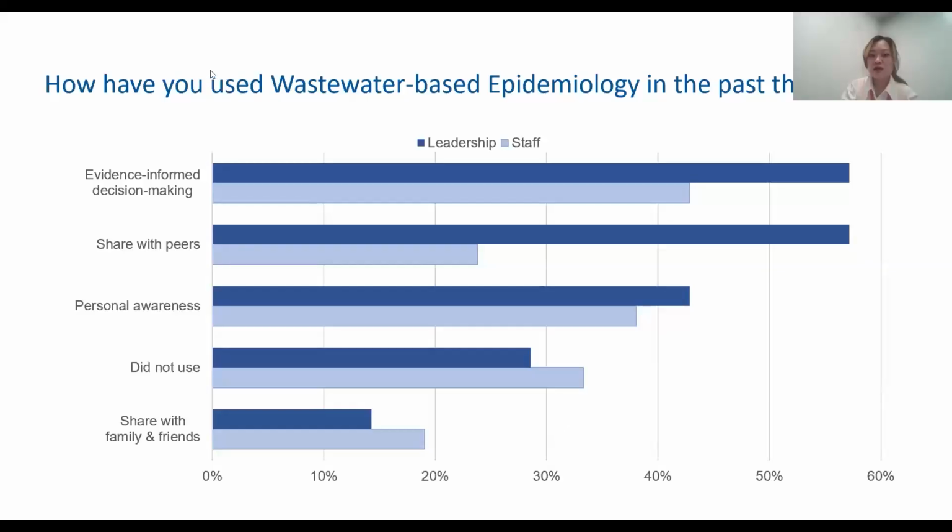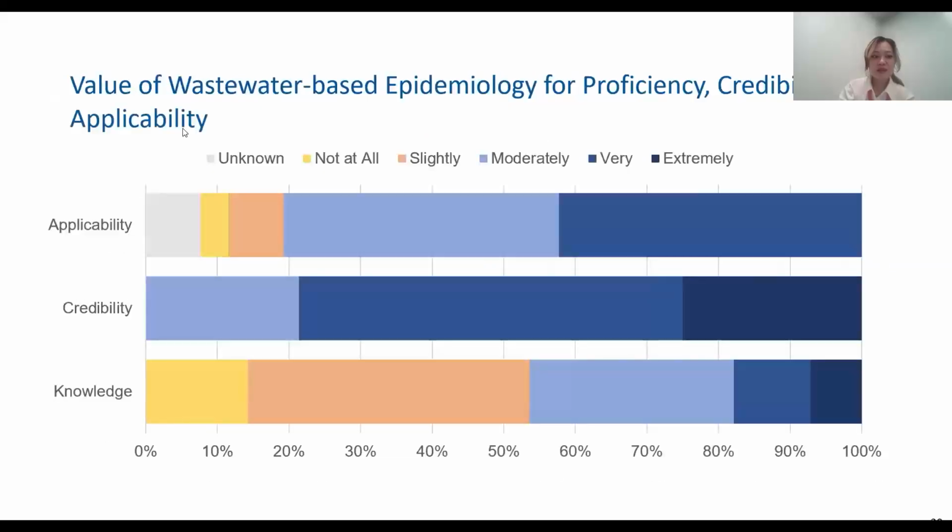The next most used method of wastewater-based epidemiology was sharing with peers and personal awareness. However, there are around 20 to 30% of staff and leadership that indicated they did not use any of this previously. And the only statistically significant difference that we found between the results was that leadership tended to share with peers and staff tended to share with family and friends. Next slide, please.